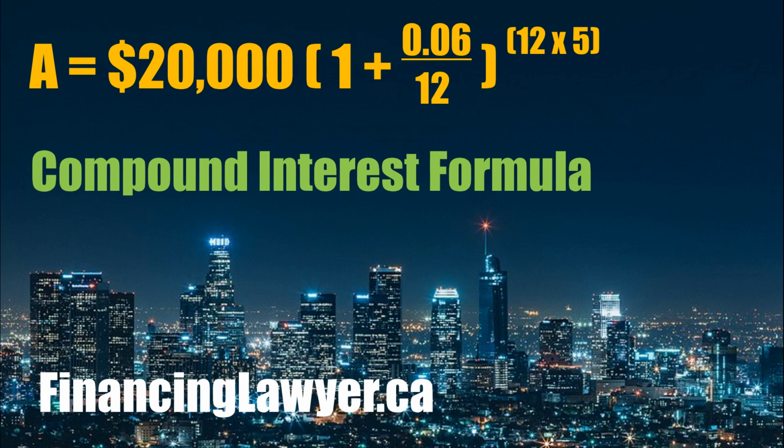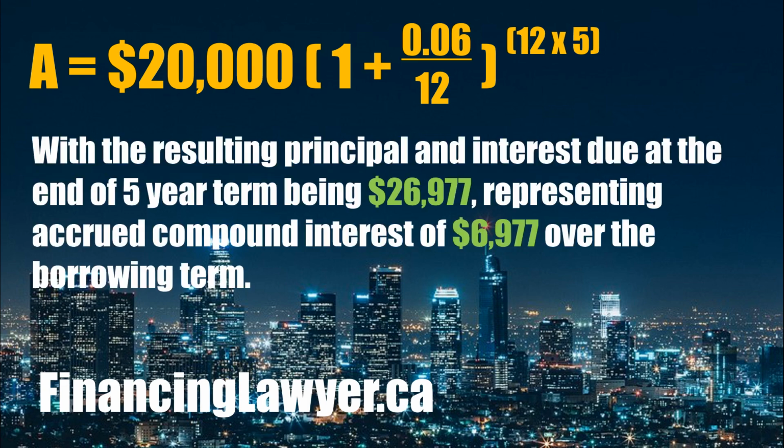The compound interest formula would thus be A = $20,000 × (1 + 0.06/12)^(12×5), with the resulting principal and interest due at the end of the 5-year term being $26,977, representing accrued compound interest of $6,977 over the borrowing term.